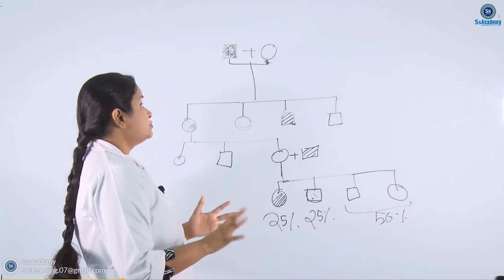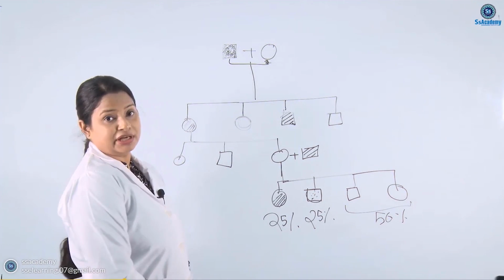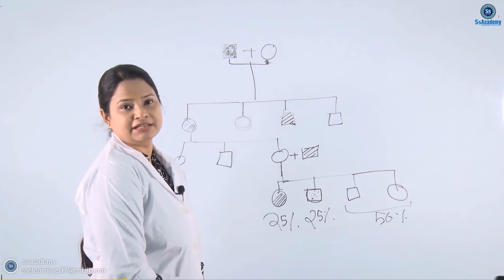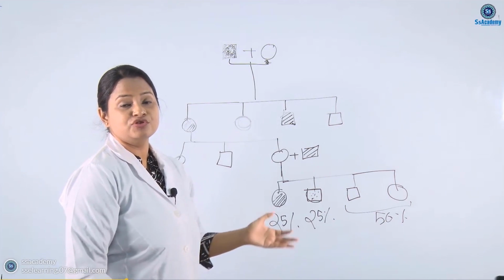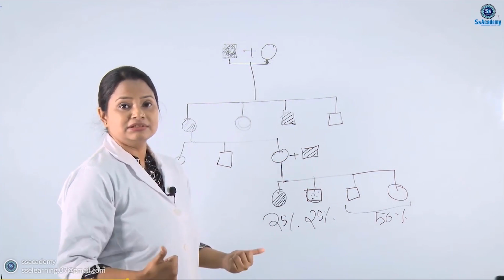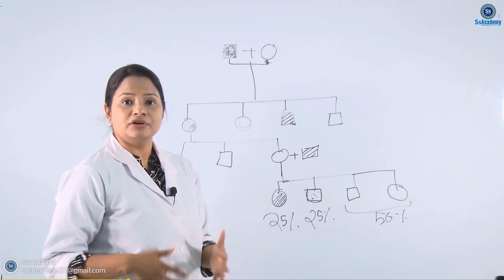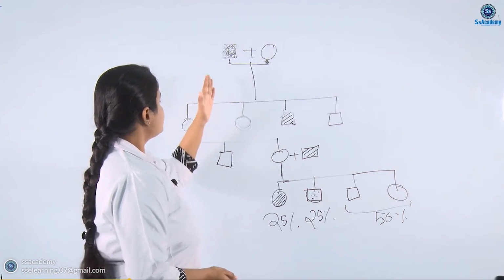Why? The question comes as a theoretical question. If an example comes here, or else a pedigree, you have to diagnose whether it is autosomal recessive, autosomal dominant, X-linked recessive or X-linked dominant. This is autosomal recessive.